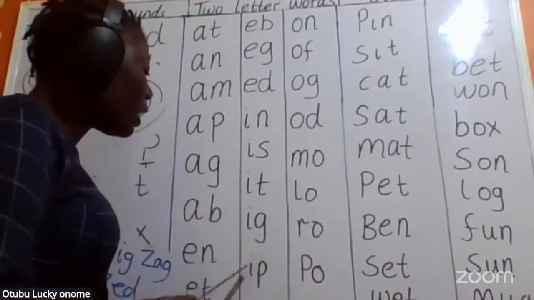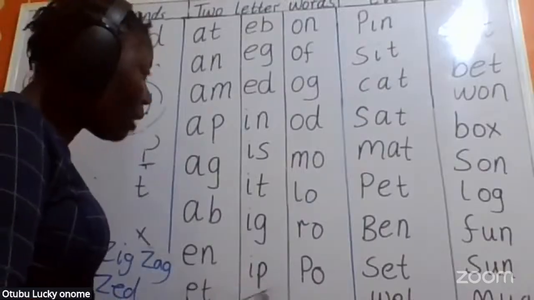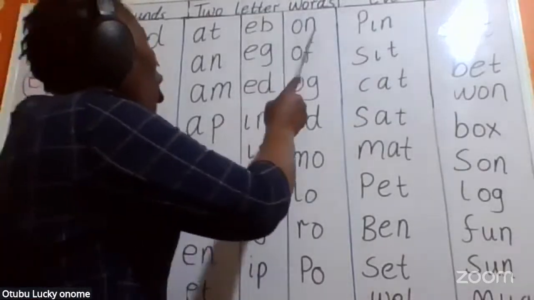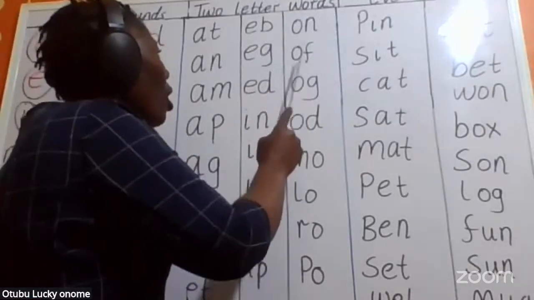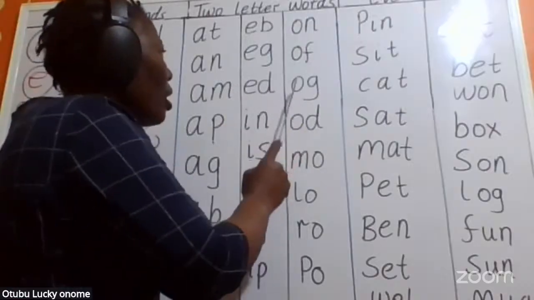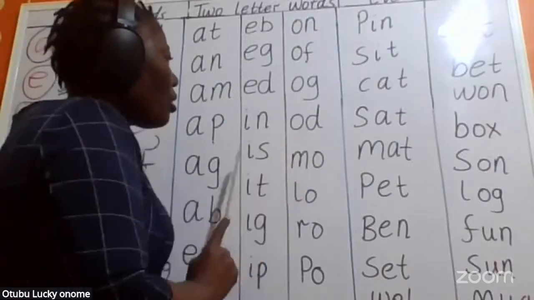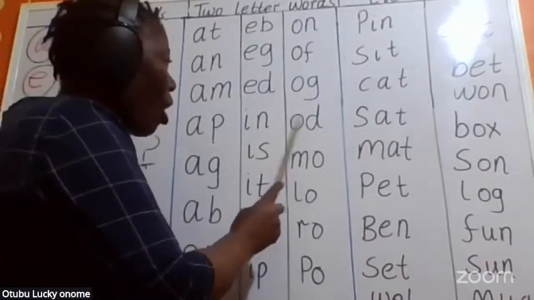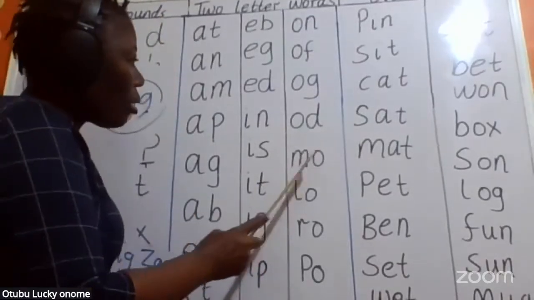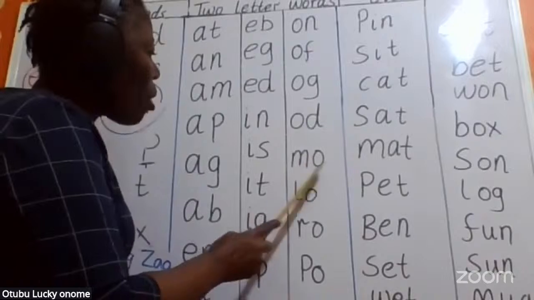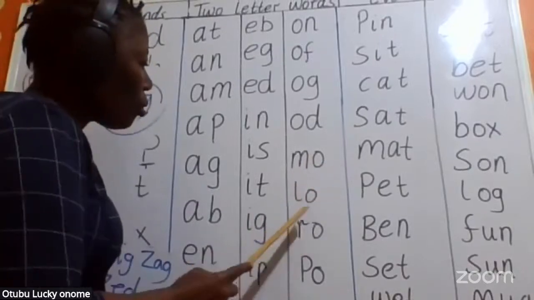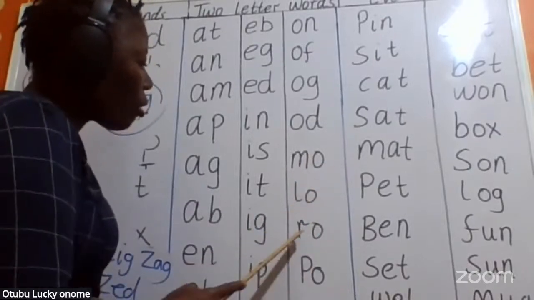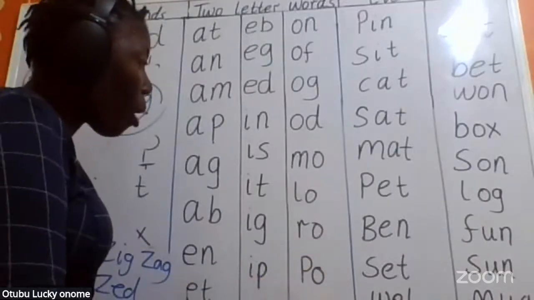We have ig, ip, on, off, ug, odd, more, low, law, raw, paw.